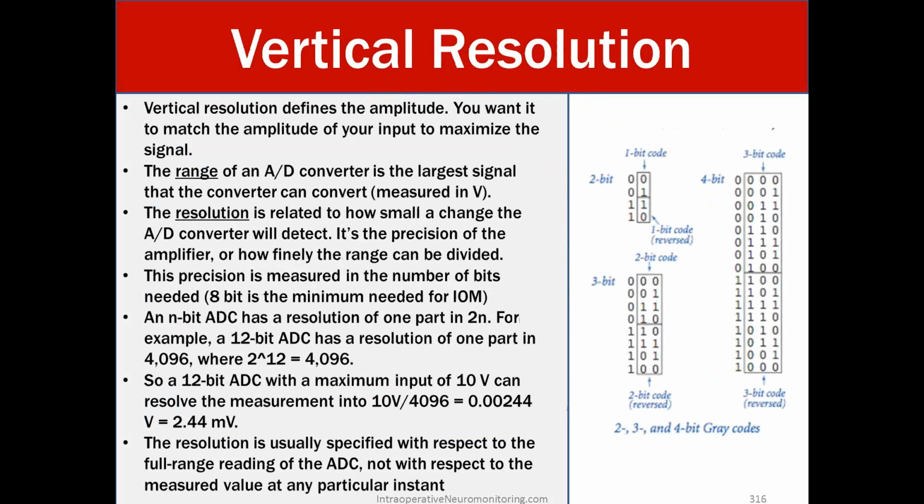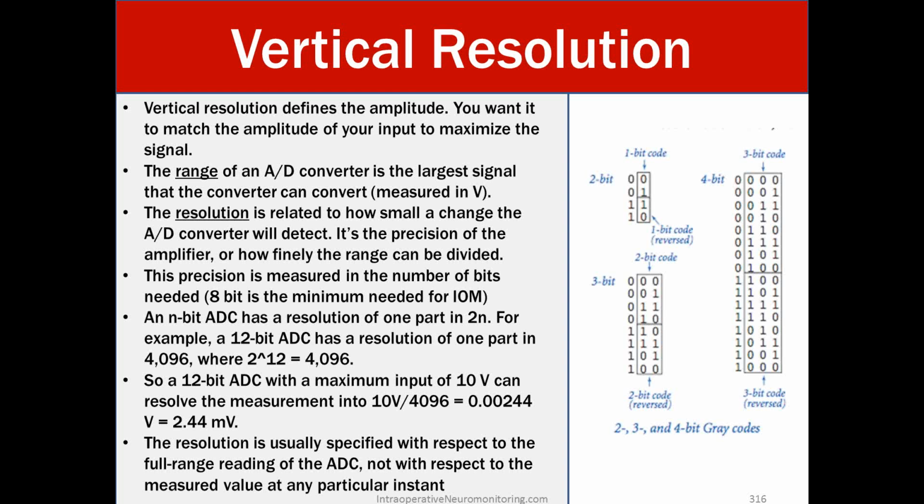Vertical resolution. Vertical resolution defines the amplitude. You want it to match the amplitude of your input to maximize the signal. The range of the AD converter is the largest signal that the converter can convert, measured in volts. The resolution is related to how small a change the AD converter will detect. It's the precision of the amplifier, or how finely the range can be divided. This precision is measured in the number of bits needed. Remember, 8 bits is the minimum needed for neuromonitoring.